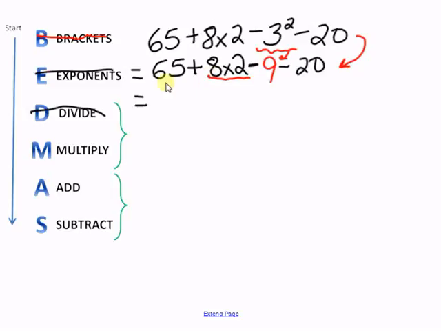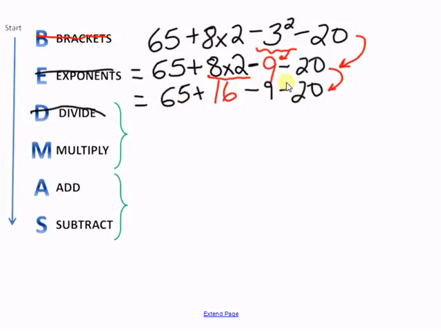So, I'm going to keep the 65 plus. Now I'm going to do the multiplication because that's next in my order. 8 times 2, 16. And I'm going to keep this last bit. Minus 9 minus 20. So again, each time I'm making the expression a little bit simpler. Kids want to rush, kids want to race, and it always causes problems. They forget things, they leave things out. We need to show full solutions.